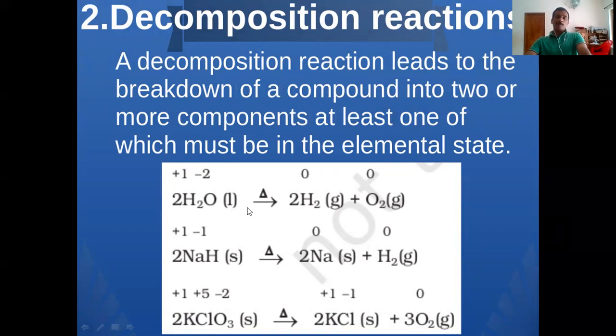Examples: H2O decomposes to give H2 and O2. We know it is happening in electrolysis, isn't it? In H2O, hydrogen is in +1 oxidation state, oxygen in -2 oxidation state. And when it decomposes, both change to elemental form, H2 in 0 oxidation state, O2 in 0 oxidation state. So +1 to 0, hydrogen reduced, -2 to 0, oxygen oxidized.